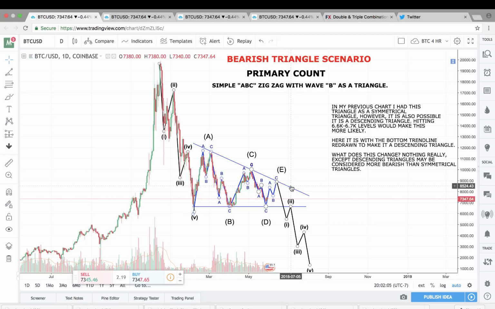Not going to spend too much time on this because you guys are already familiar with how this works and what we're looking at here. Important to know that this particular count gets invalidated if we cross above this level right here, which is the top of wave C. So based on Elliott wave rules, wave E cannot cross the top of wave C, which means if we cross over $10,000 here, this particular scenario gets invalidated. So on to the next scenario.